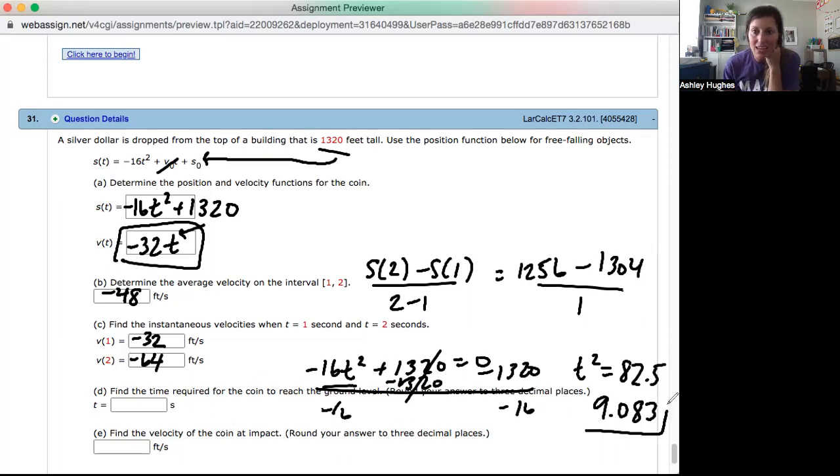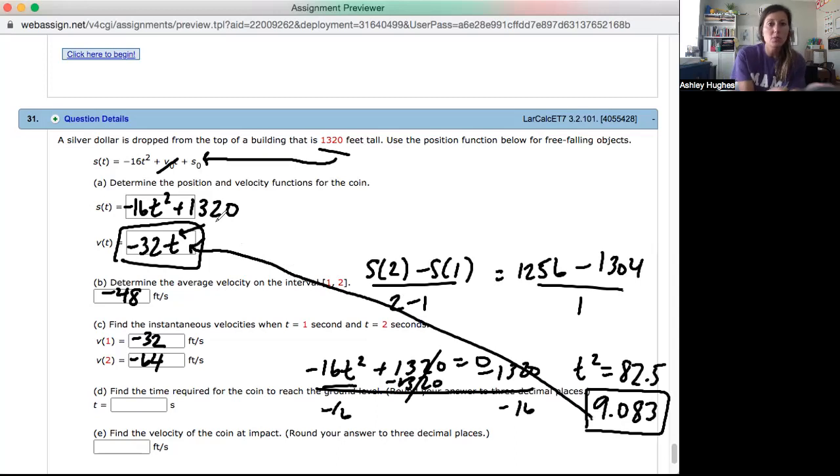Find the velocity of the coin at impact. So what is the velocity at this time? Is what it's asking. So plug this again into the velocity function here, or just multiply that times -32. So -290.654.